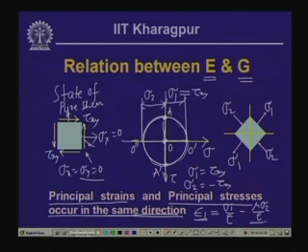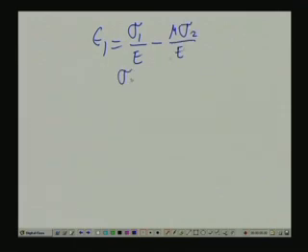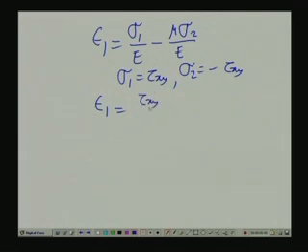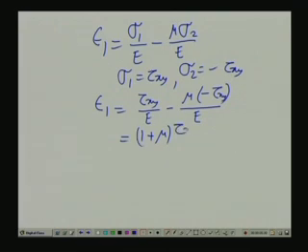Now, if we substitute the values of sigma 1 and sigma 2, we have epsilon 1 equal to sigma 1 by E minus mu sigma 2 by E, and as we have seen, sigma 1 is tau x y and sigma 2 is minus tau x y. Hence, epsilon 1 is equal to tau x y by E minus mu times minus tau x y by E. So, this is equal to 1 plus mu times tau x y by E. Let us call this equation 1.